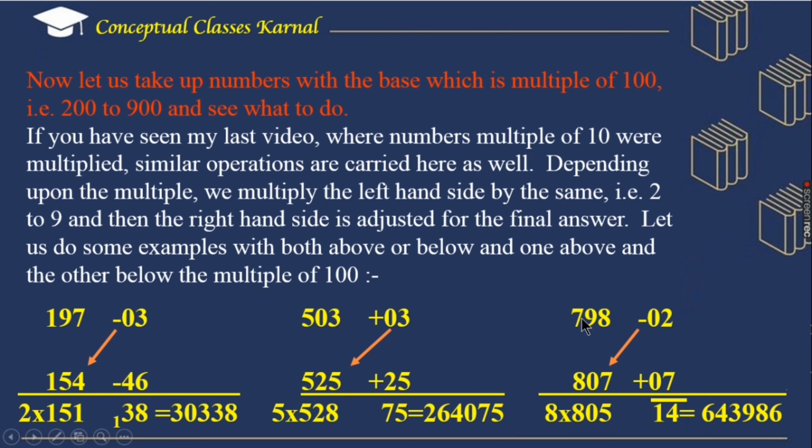Then another example, 798 multiplied by 807, 1 above and 1 below, and we get 14 bar. Then subtracting 2 from 807, we get 805, multiplied by 8 will give you 6440, and another 2 zeros after that. This will be from 10 and this will be subtracted from 9, so we get 86, and 1 less than this is 6439. So the answer is 643986.